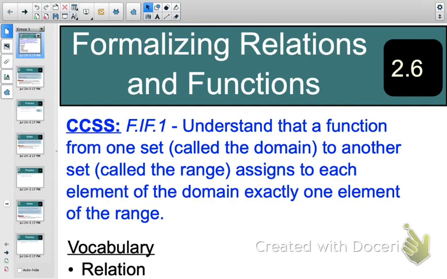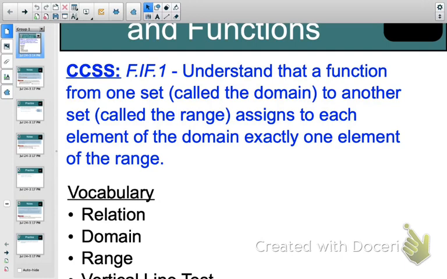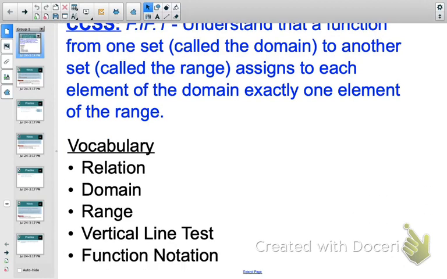So we're looking at 2.6, Formalizing Relations and Functions. Your Common Core State Standard is F-IF.1, which says, understand that a function from one set, called the domain, to another set, called the range, assigns to each element of the domain exactly one element of the range. Okay, so we're going to talk about what domain and range mean. Also relations, vertical line tests, and function notation.